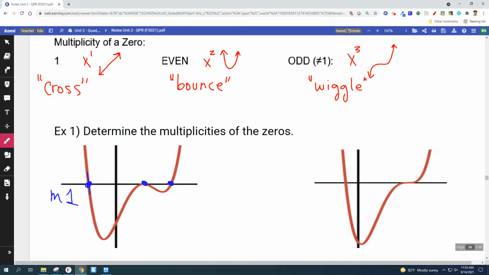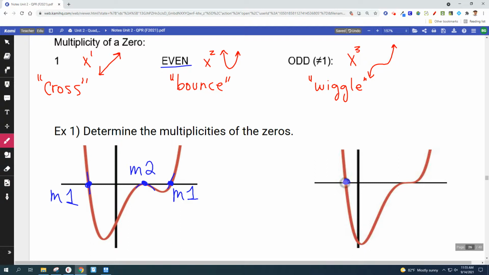The second one looks a lot like a parabola. I'm going to call that M2, even though really it's an even number. We know it's an even number. It's not necessarily 2. It might be 4 or 6 or something, but usually it's just going to be 2. And then the next one, it doesn't really wiggle. It more goes straight through. So that's going to be a multiplicity of 1.